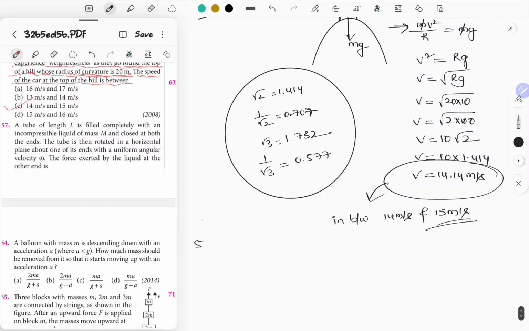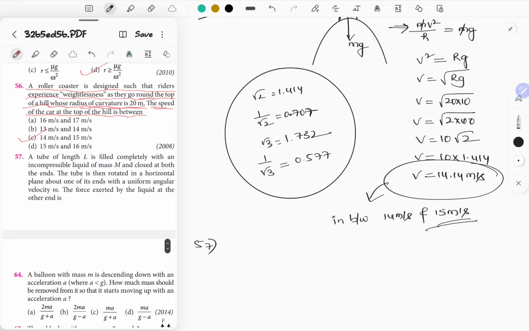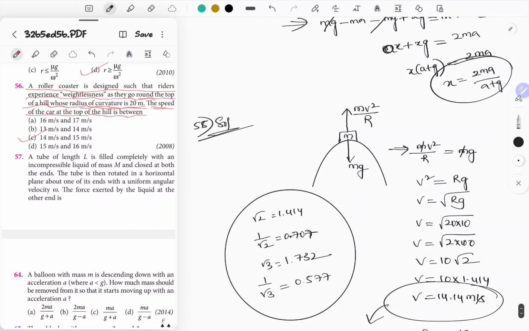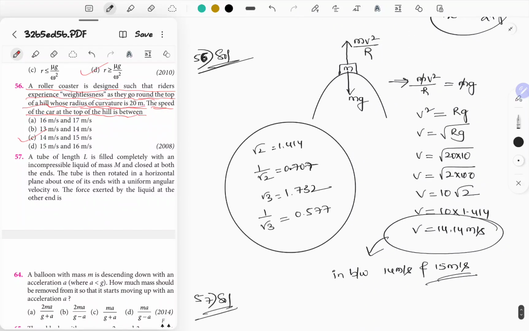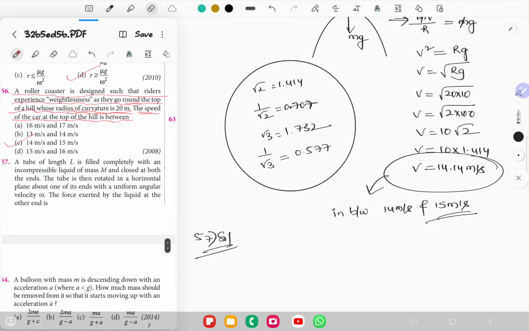Question number 57. Okay, question number 57 solution. So which question did we solve? We solved 56, right? Sorry. Let me read out the question. A tube of length L is filled completely with an incompressible liquid of mass capital M and closed at both ends.